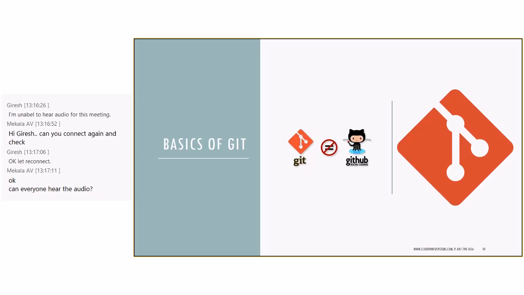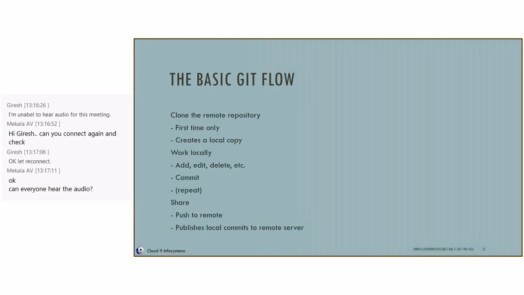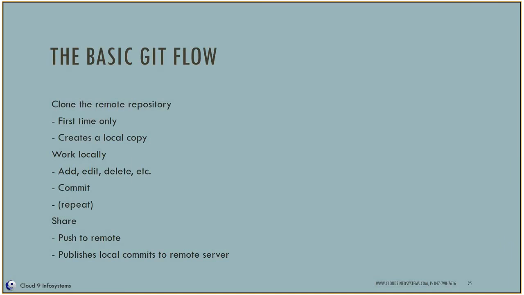Now a basic working flow of Git would be, first off, you're going to clone the remote repository. You're going to do this one time, only the first time. You clone the repository, and you create a local copy of the repo on your machine. You're going to work locally. You're going to do all your adds, edits, deletes, whatever you do.